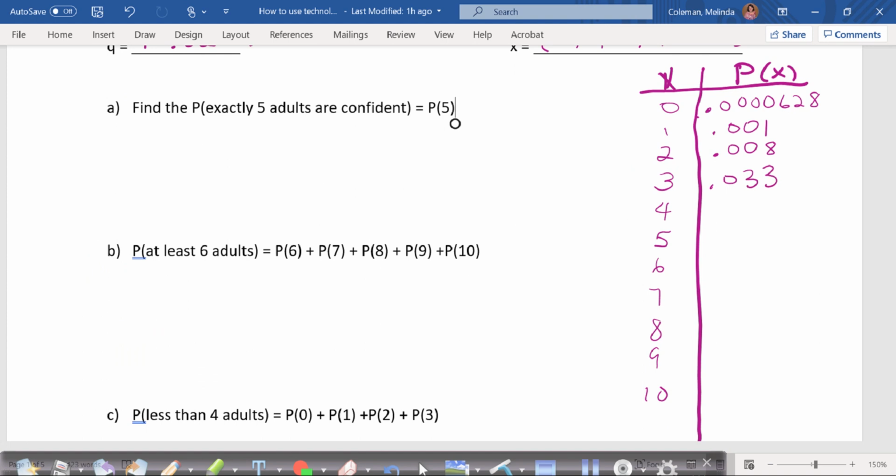Then I'll just continue using the calculator to find the remaining values in a similar fashion. And when I get that, I have the following. For 4, I get 0.093. For 5, I get 0.183. For 6, I get 0.249. For 7, I would get 0.232. For 8, I would get 0.142. For 9, I get 0.051. And for 10, I get 0.008.